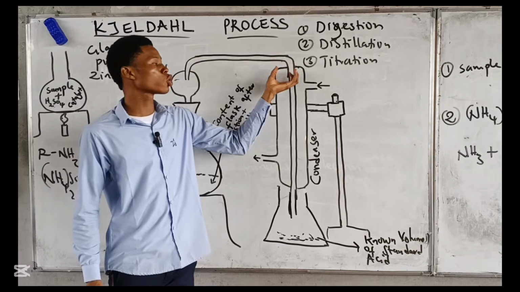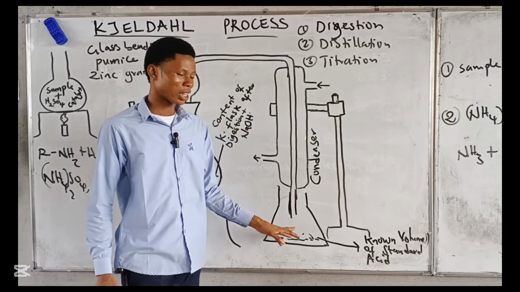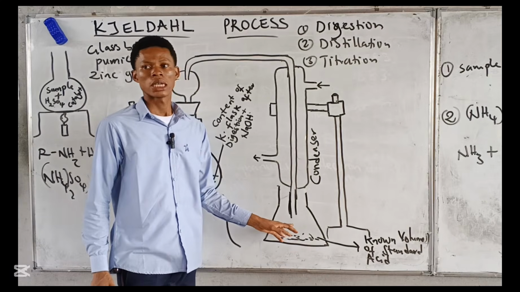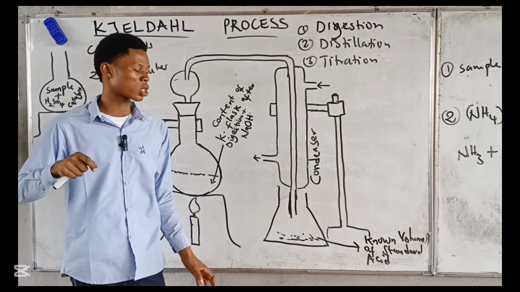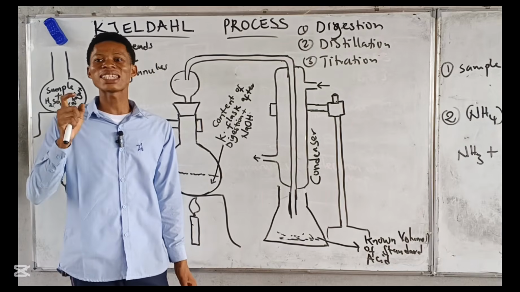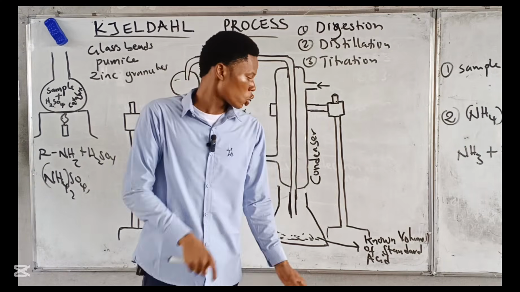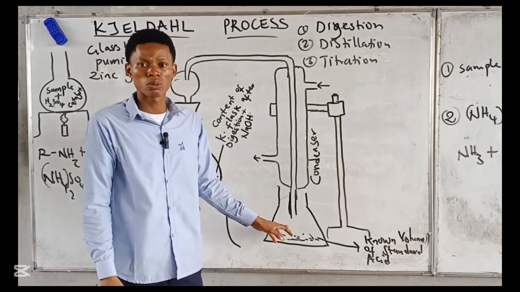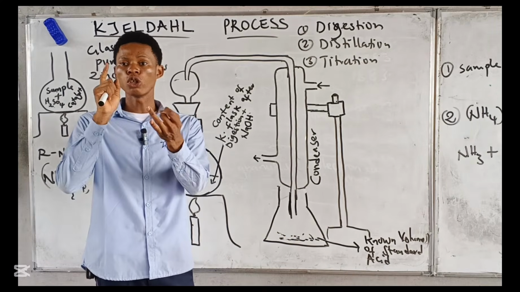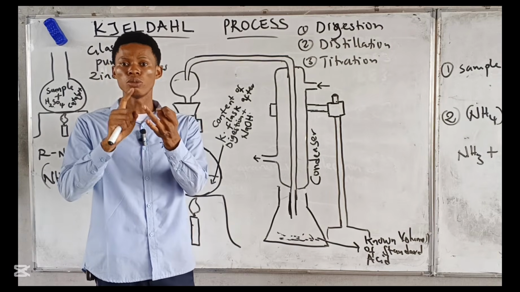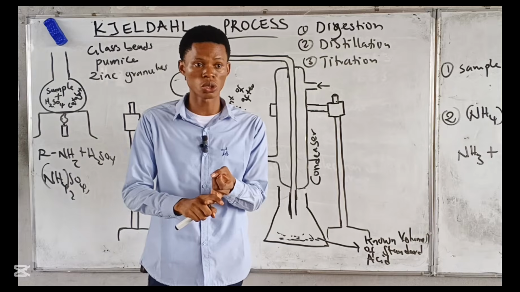So as it passes through the Liebig condenser, it will now condense into liquid form and get into the collecting flask. But in this collecting flask, you added a known amount of standard acid. Standard acid is any acid whose concentration you know. So you add a known volume of standard acid, meaning the acid you're adding here, you know the volume, you know the concentration.